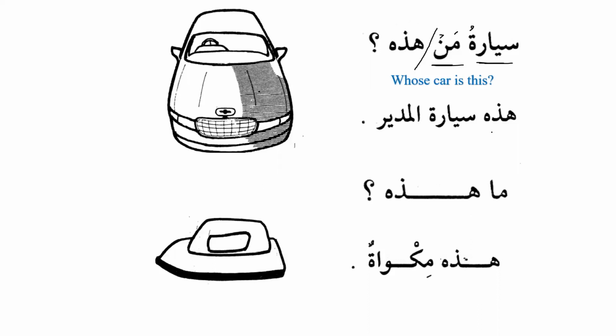Then we have هذه سيارة المدير. This is the car of the manager, or this is the car of the headmaster. It depends on the person. If he is in a college, we say headmaster, and if he is in a company or working place, we say manager. Okay, why do I say Siyaratul Mudiri?